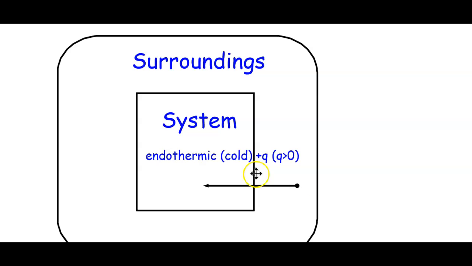If I have a situation where it's an endothermic reaction, so here's my reaction in here and all this stuff is surrounding it, it's going to be endothermic if it's cold, or if Q is positive or greater than 0. You'll see that heat is going into the system, which is opposite of an exothermic reaction.